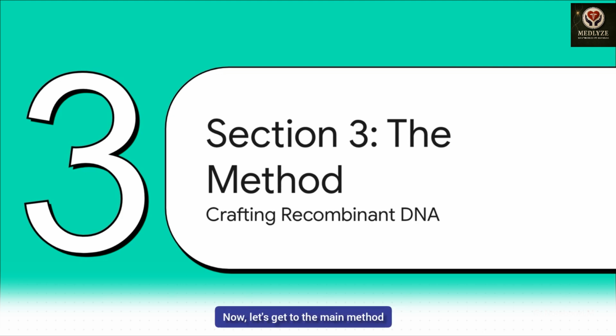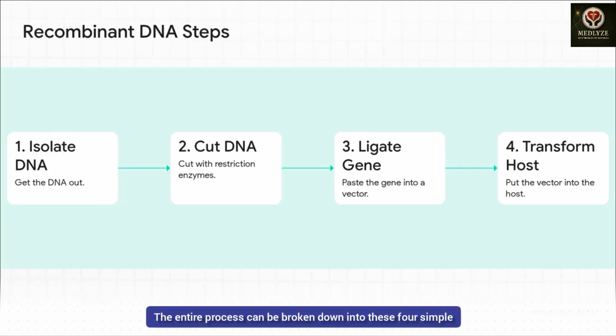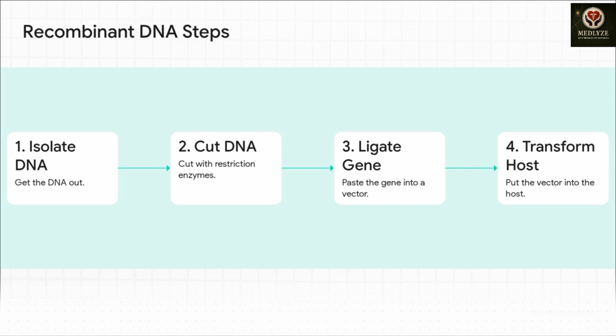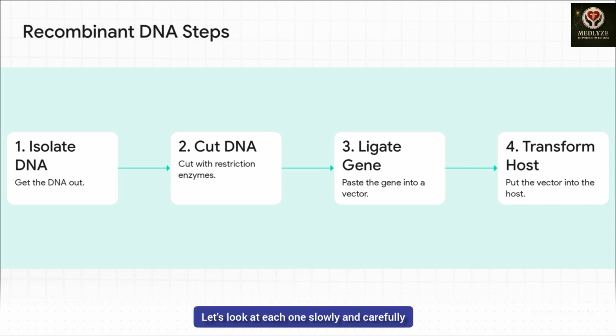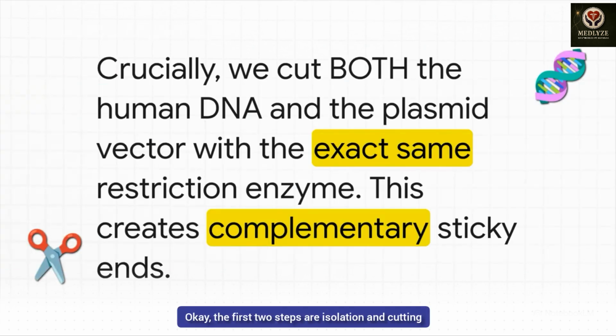Now let's get to the main method. How do we put all of this together to create something called recombinant DNA? The entire process can be broken down into these 4 simple and logical steps. Let's look at each one slowly and carefully.